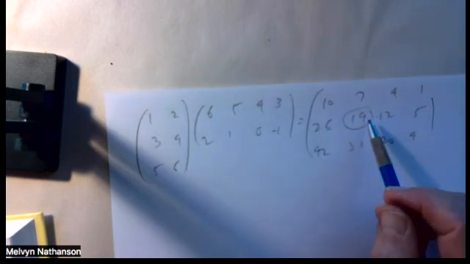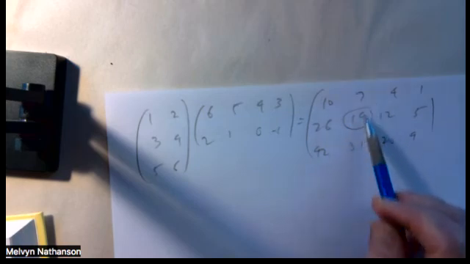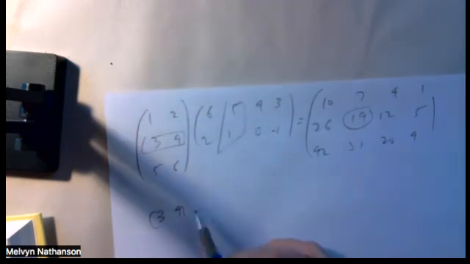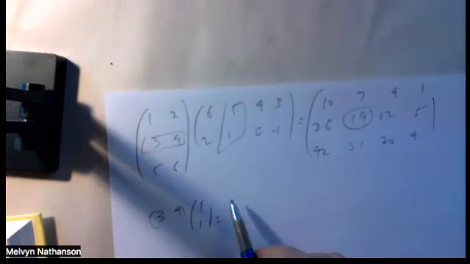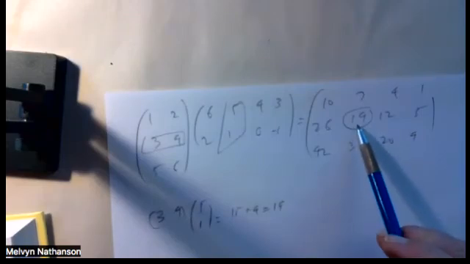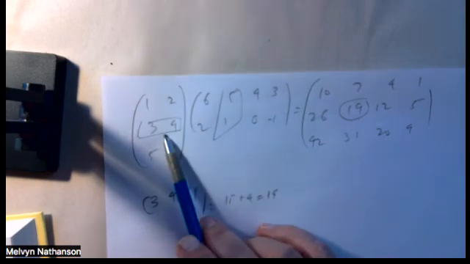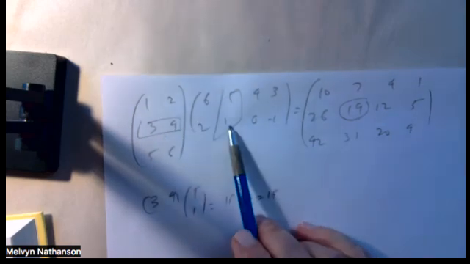Example, the number 19 is in the second row, second column. I take the second row times the second column, I get exactly 15 plus 4 equals 19. But every element of the product matrix, the element in the jkth coordinate position, is row j of the first matrix times column k of the second.